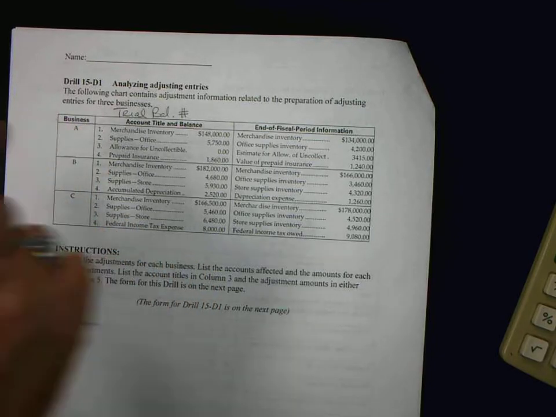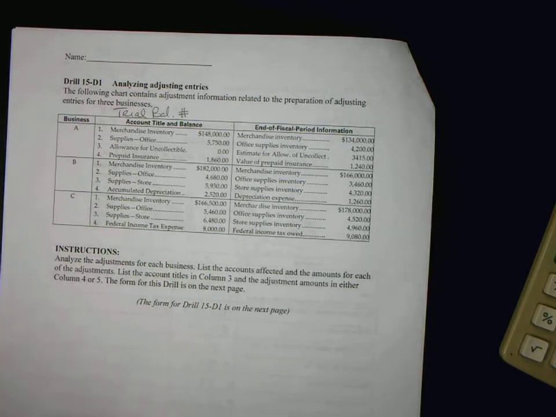A merchandise inventory account, which is on here, it's an asset account. Basically, that's a physical count of the inventory. Okay? We keep track of all the purchases coming in.